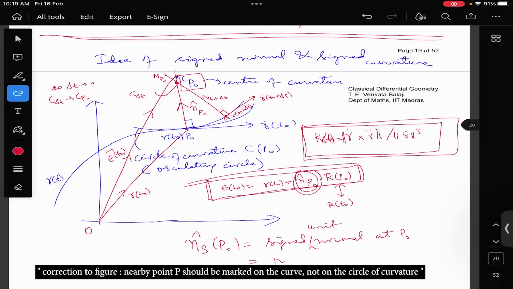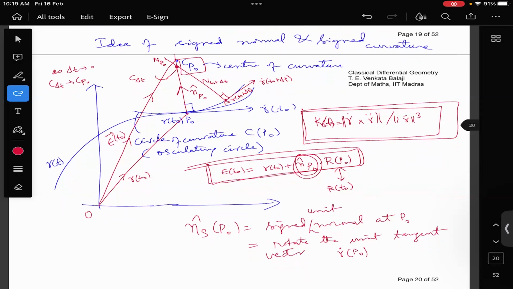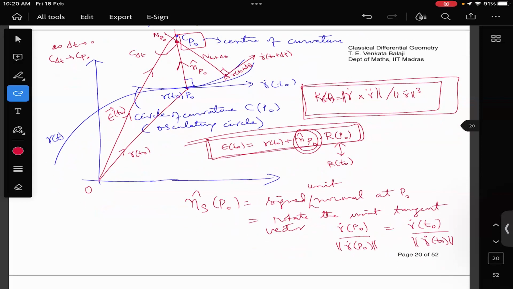So rotate the unit tangent vector. And what is the unit tangent vector? Gamma dot at p naught, or gamma dot of t naught, is the tangent vector. You divide it by its length, the norm of gamma dot of p naught. This is the unit tangent vector. You rotate this by 90 degrees in the anticlockwise direction.